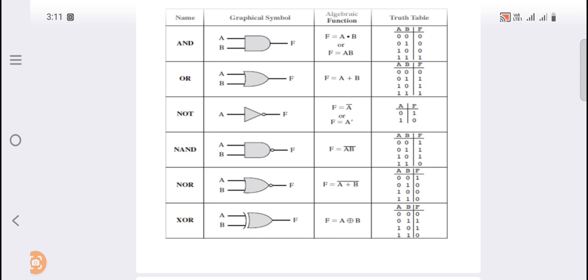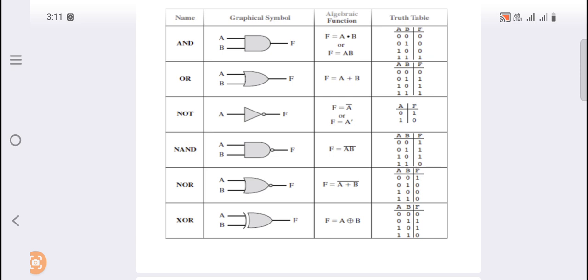The other logic gates: these three are the main logic gates. NAND gate, the output is 0 only when both inputs are 1. It is the inverse of the AND gate. Then NOR gate, the output is 1 only when both inputs are 0. It is the inverse of the OR gate.